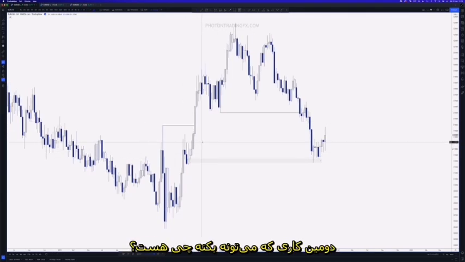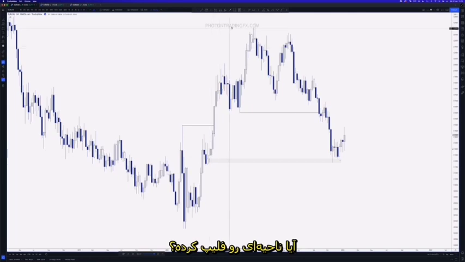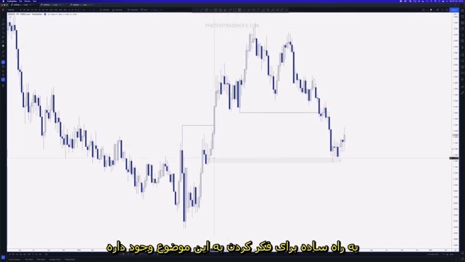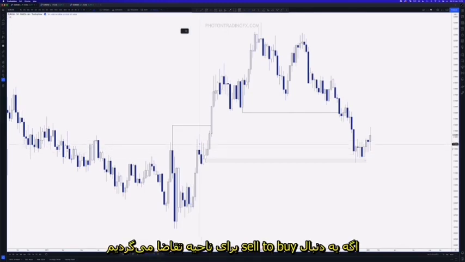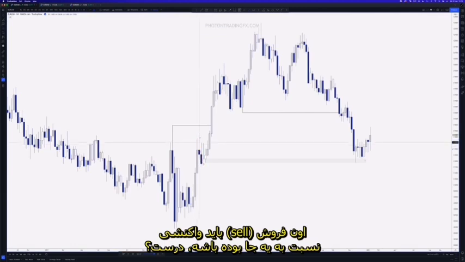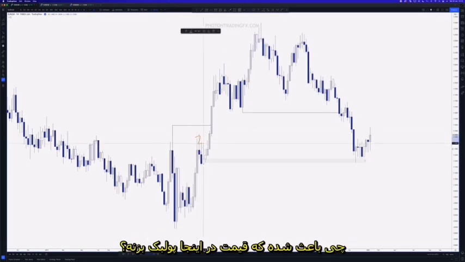Okay, what's the second thing it could have done? Did it flip another zone? Well, another easy way to think about this is if we are looking for a buy, for a demand zone, that sell must have been a reaction from somewhere, right? What caused the price to pull back here?